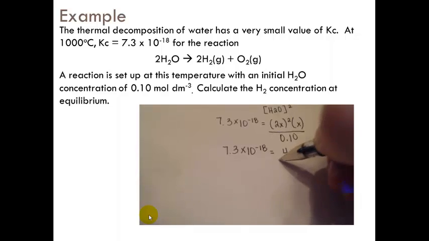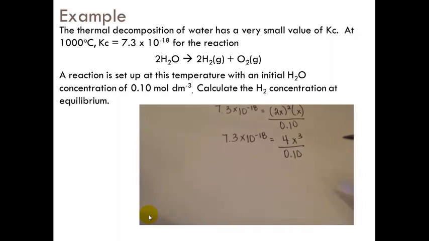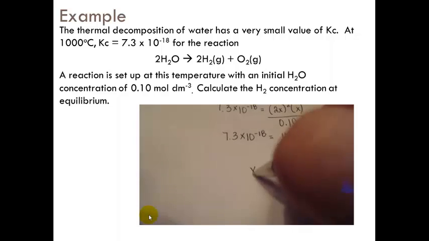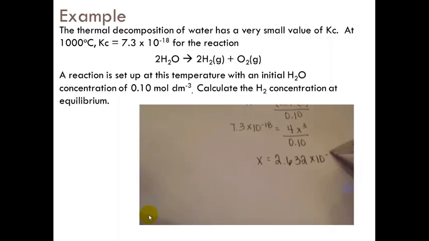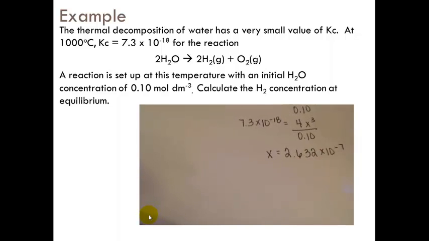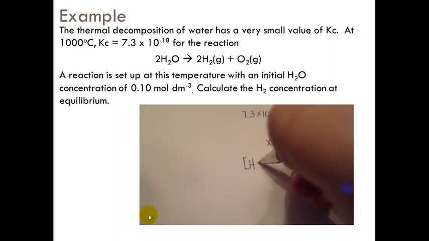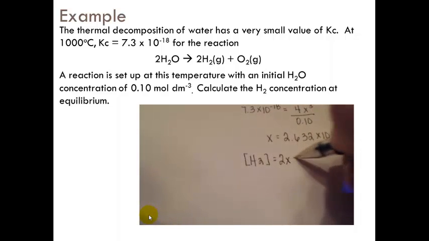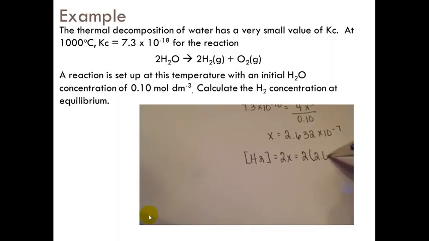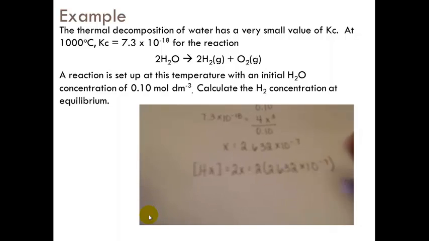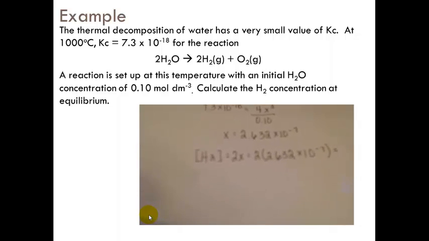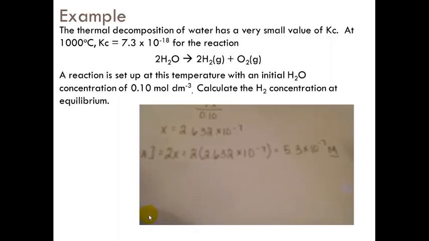If we didn't ignore that minus x, then it would be much more difficult, and we'd have to use the quadratic formula, yada yada. So when we solve, x equals 2.632 times 10 to the negative 7, and they want to know the H2 concentration at equilibrium. So remember, the change is 2x, so you need to multiply that x by 2 to get the equilibrium concentration of H2, which comes out to be 5.3 times 10 to the negative 7.